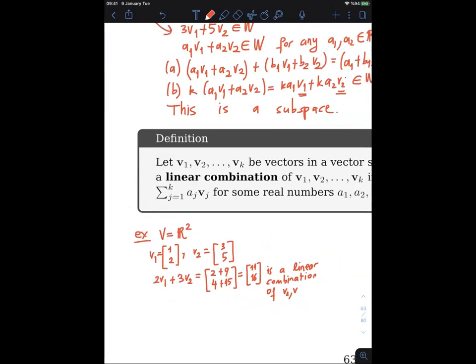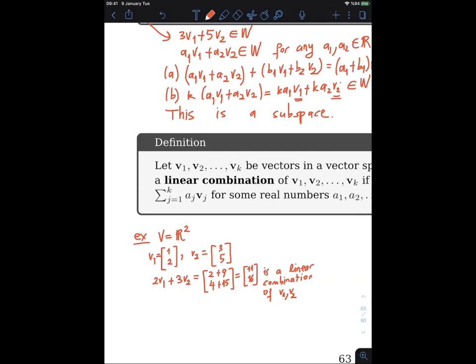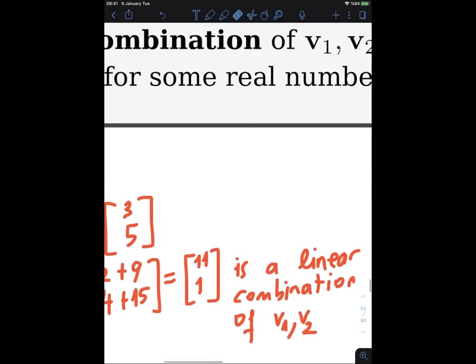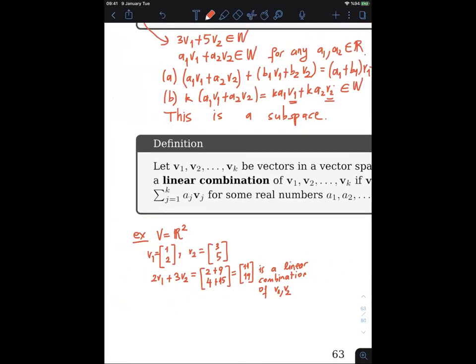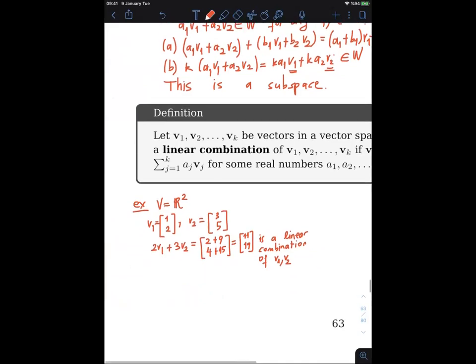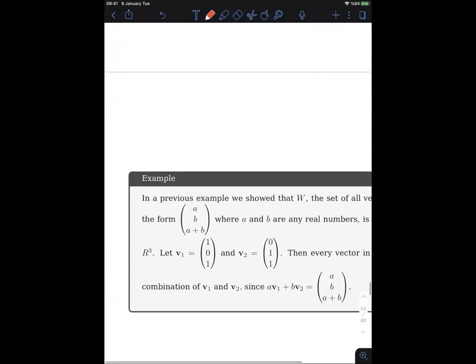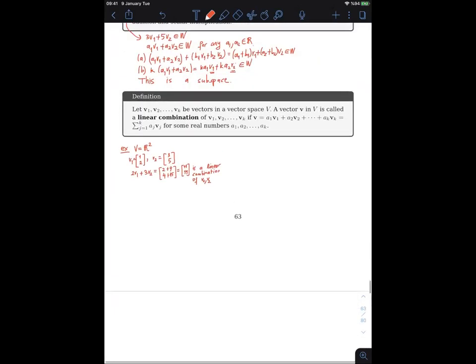Okay, so according to this definition, since I can write (11, 19) as a multiple of v1 plus a multiple of v2, it means (11, 19) is a linear combination of the vectors (1, 2) and (3, 5). I made a mistake; yes, it should be 19. Okay. Is this okay? Let's give different examples. Let me give another example.